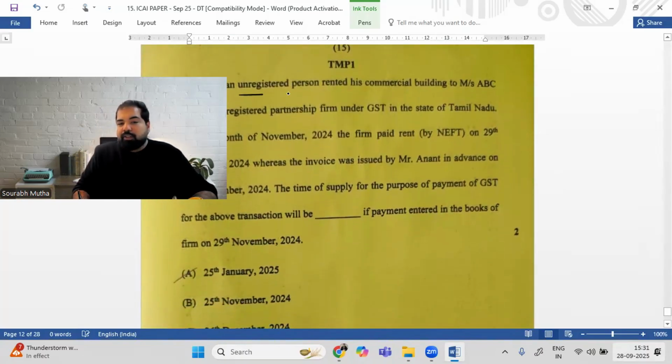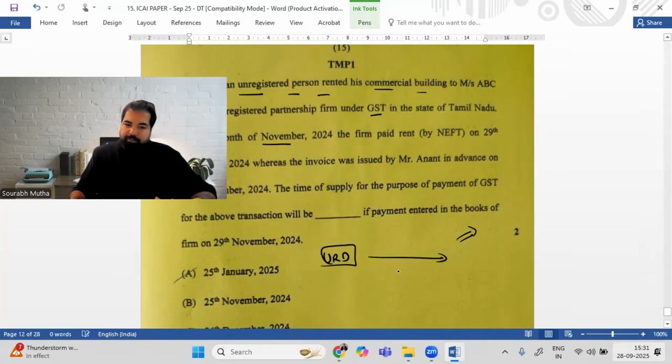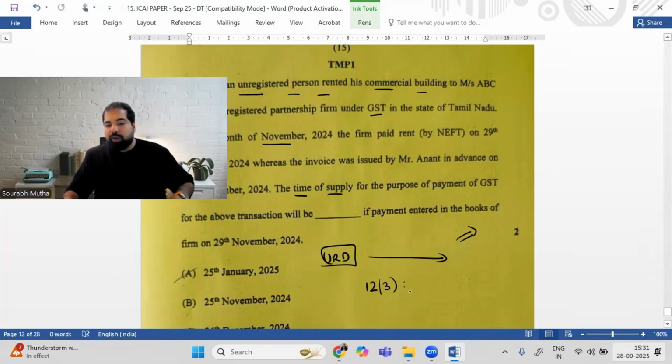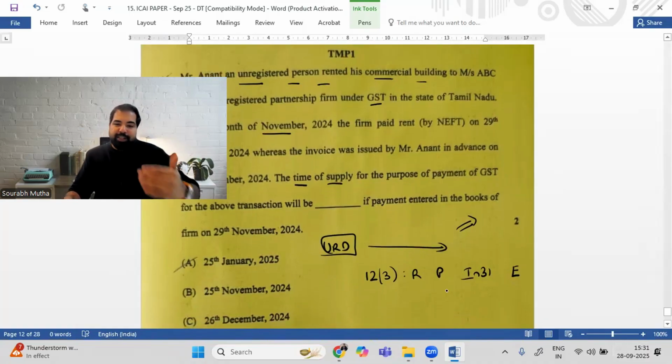Mr. Anand, an unregistered person, rented his commercial building. Guys, if you're an unregistered person and you rent a commercial building, then it will be under RCM. He rented it to ABC Company, a registered partnership firm under GST in the state of Tamil Nadu, for the month of November. So this is basically under RCM. They are talking about time of supply. If you remember, the time of supply for services is section 12. In that, RCM is section 12(3), and there are 4 dates. Recipient pays in 31 entirely, if you remember the shortcut. For those who don't know my lectures or my shortcuts, I'll tell you. Between these 4 dates, we'll take whichever is earlier.